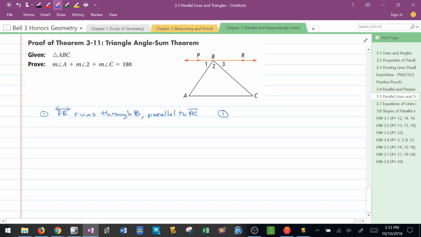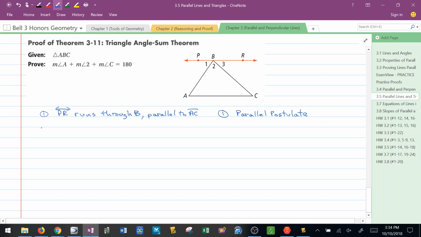And what allows me to make that claim is that I know at the very beginning of the lesson, we said that through a point not on a line, there exists one and only one line that is parallel to the given line. That was known as the parallel postulate. This parallel postulate allows me to create this red line.